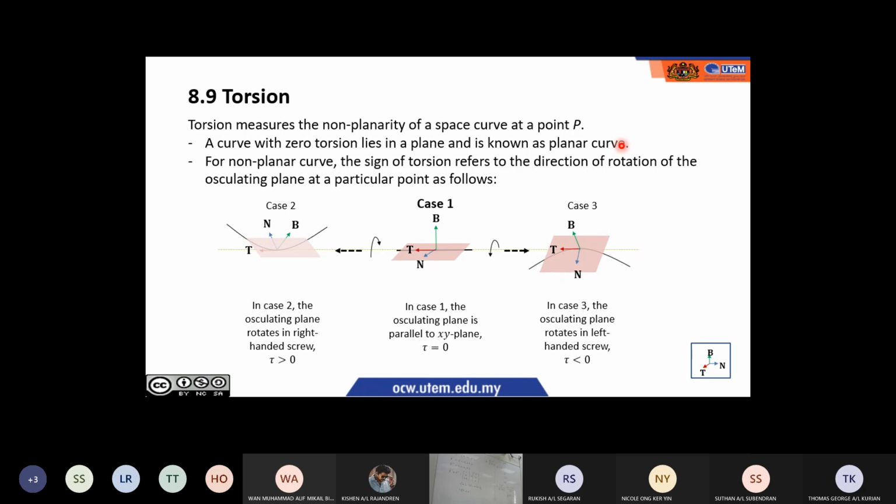So a curve that lies on the plane, can it be non-zero for curvature? Is it possible? A curve that lies in the plane, is it possible for the curvature to be non-zero?